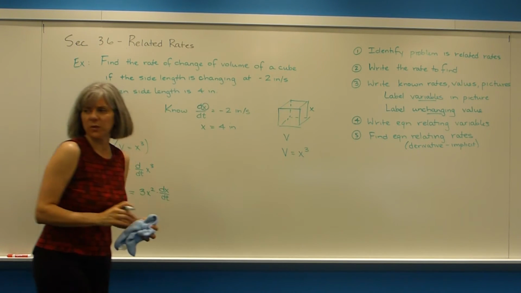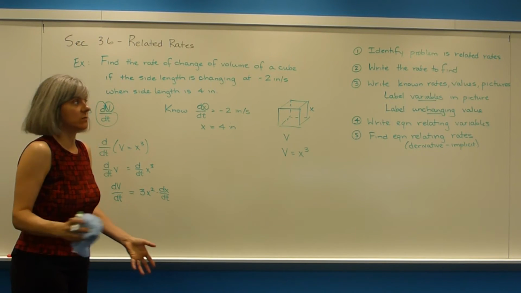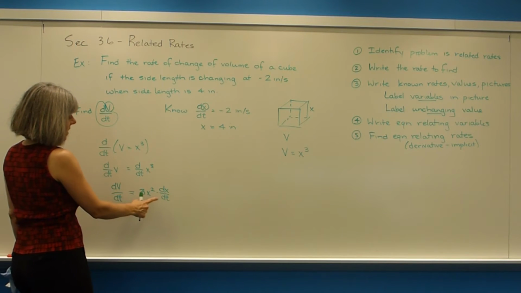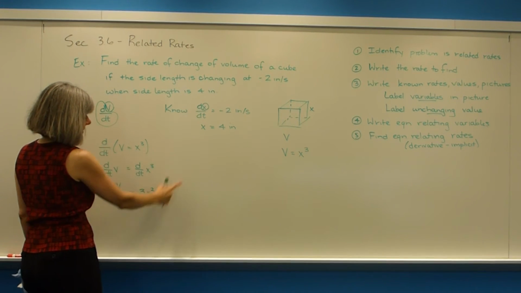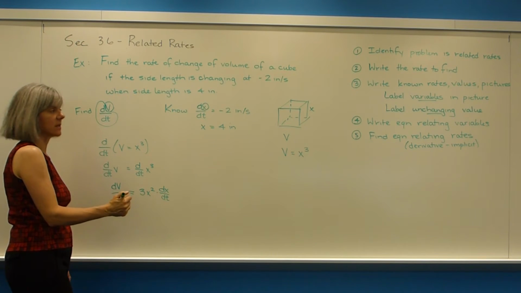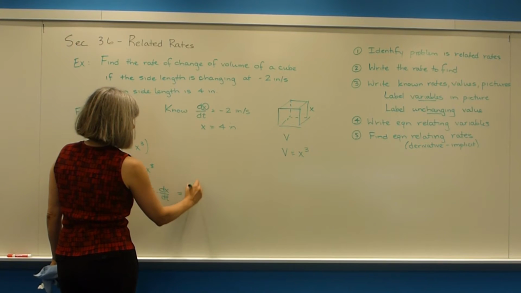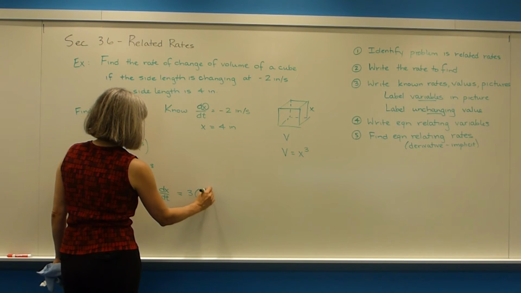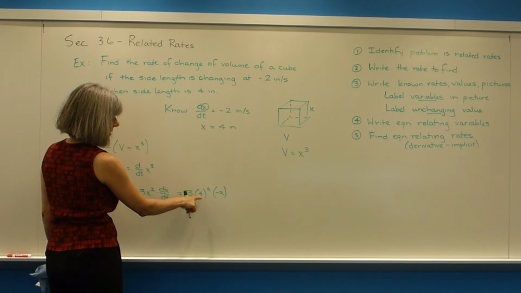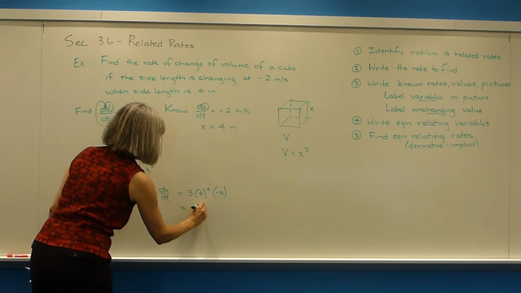Okay, so now once we've gotten to that point, now what do we do? Well, now we're ready to plug in everything we know. So do we have enough information? We're trying to find this. Awesome. Do we know dx/dt? Yes. Do we know x? Yes. So we can actually just simply plug in at this point. So let's do that. So we're going to have 3 times x squared times dx/dt. So 16 times 6, 96, negative 96.